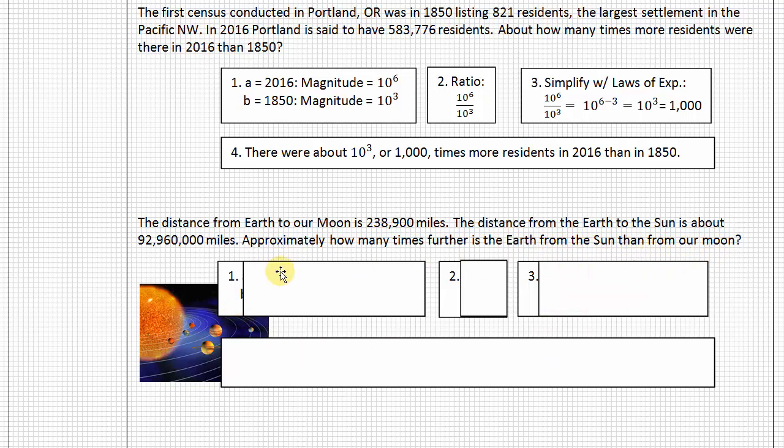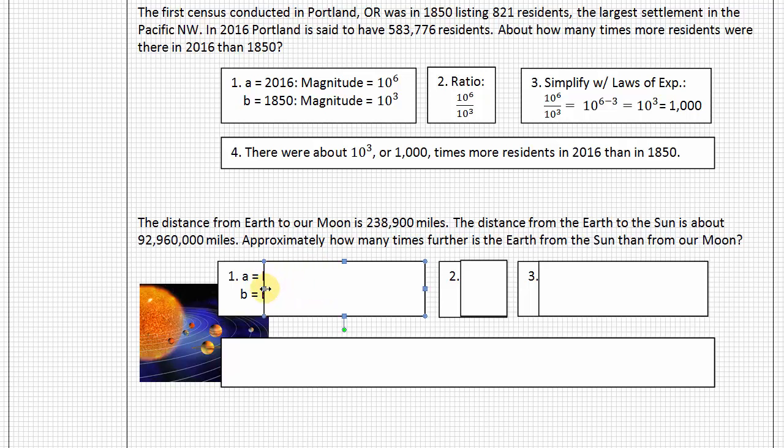So we're going to follow those same 4 steps. First, we want to write the magnitude for the 2 values we're given, in this case the 2 distances. Since we know we're going to write a ratio and the order matters, whichever one is listed first in the question, we're going to write as A, and whichever one is listed second, we're going to do that for B. Since it is talking about the Earth to the Sun first, we want that distance, which is about 92,960,000 miles. See if you can determine what the magnitude is.